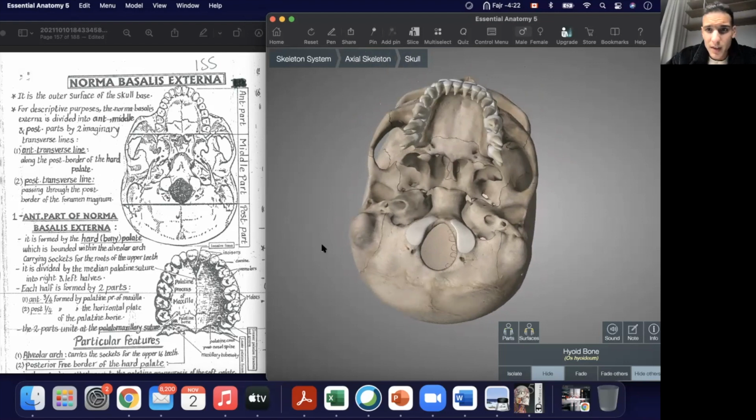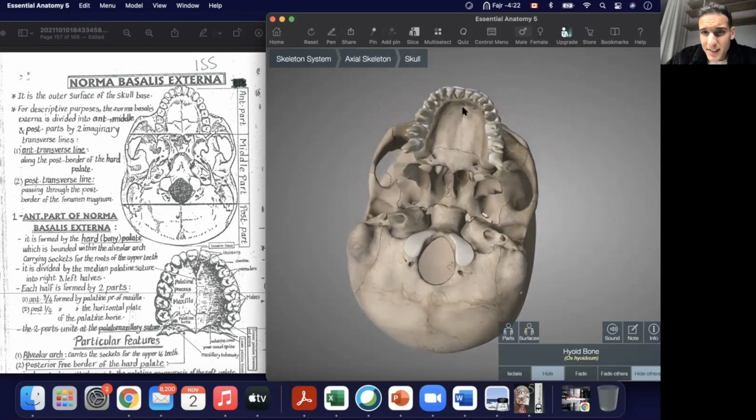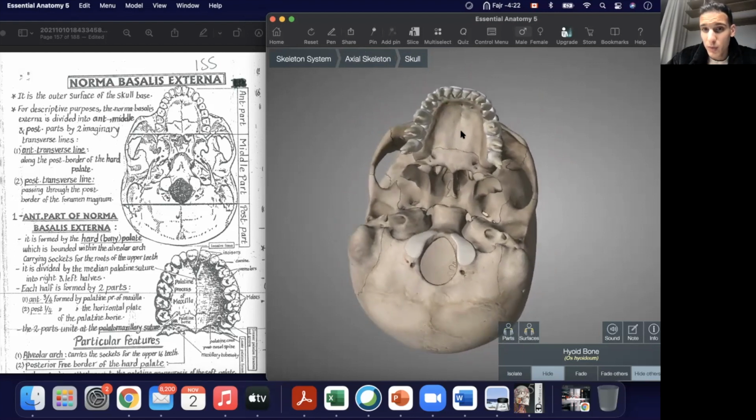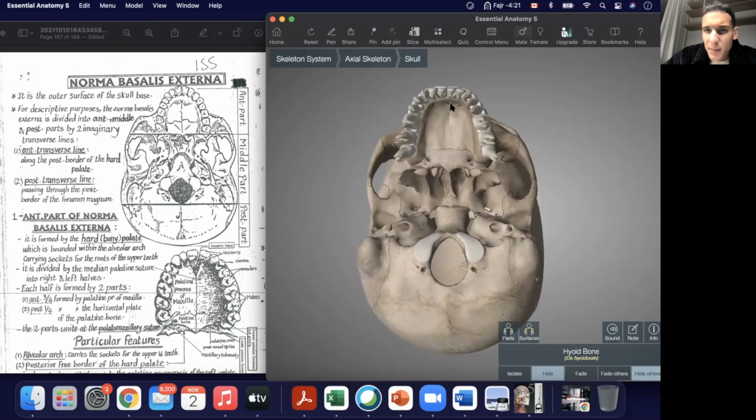You don't see much here, but there's an incisive foramen right here. And you can see the incisors, the canines, the premolars, and the molars, and teeth sockets are found to sit within that structure. What we're looking at is like looking at the top of your mouth. Each half is formed by the anterior three-fourths formed by the palatine process of the maxillary bone.